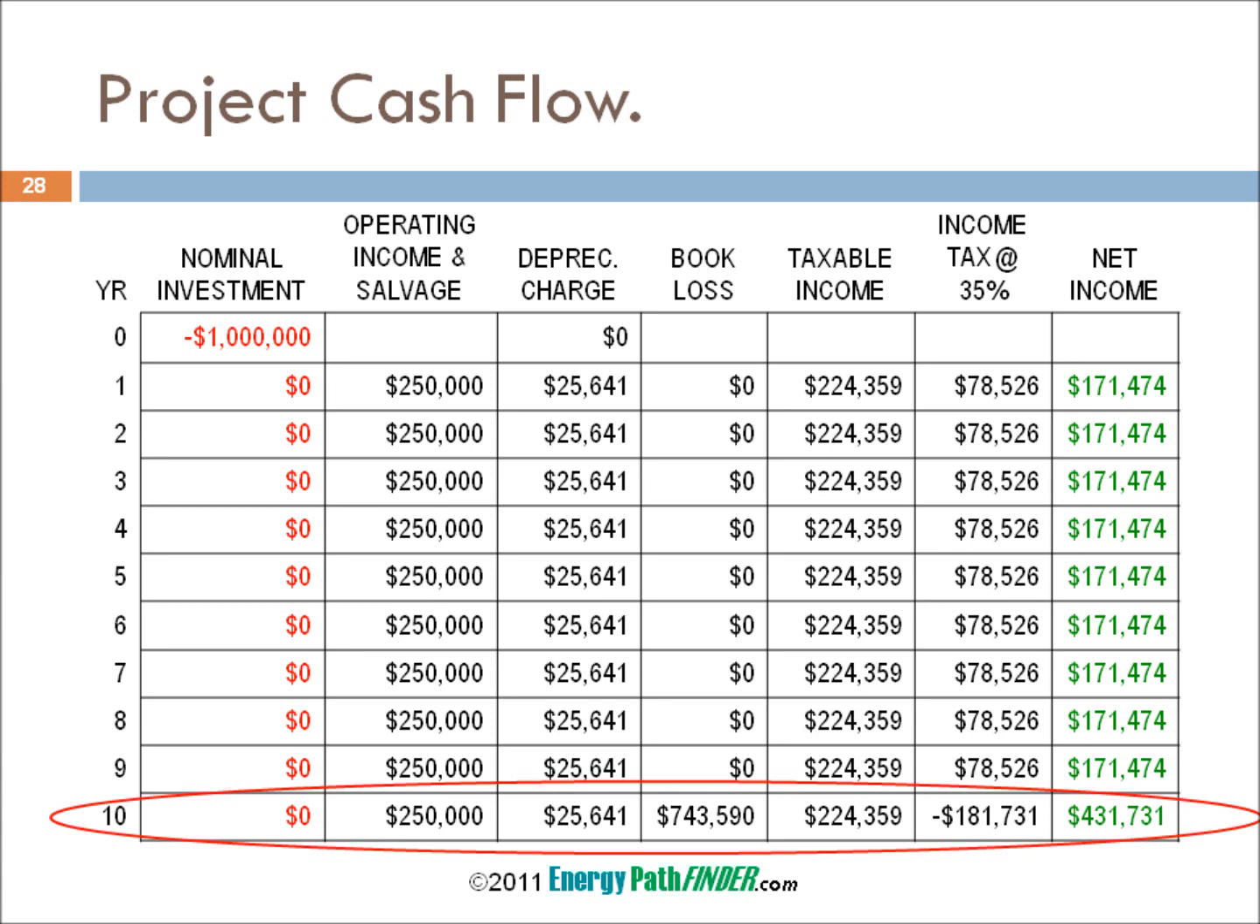Take a look at year 10, the last year in the economic life of this investment. You'll recall that this asset is depreciated on a 39-year basis, so in year 10, there's still 29 years' worth of asset value not yet depreciated. This value is a write-off for tax purposes, so it boosts net income in year 10.